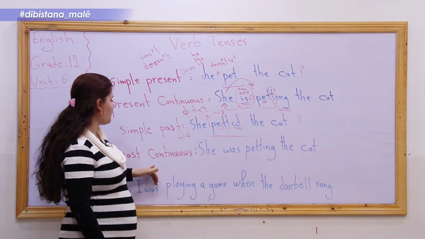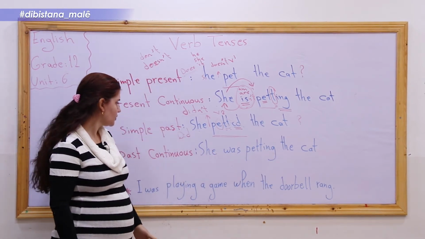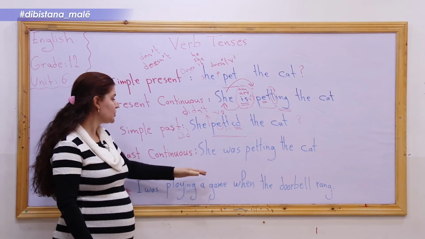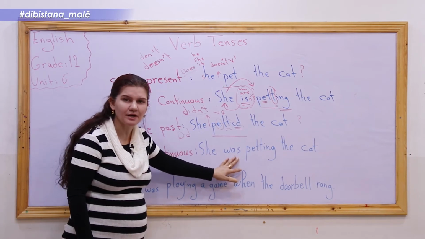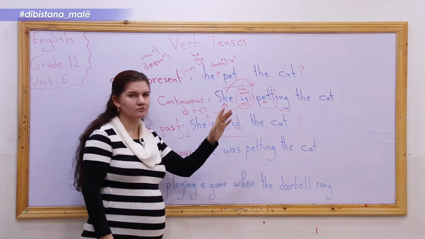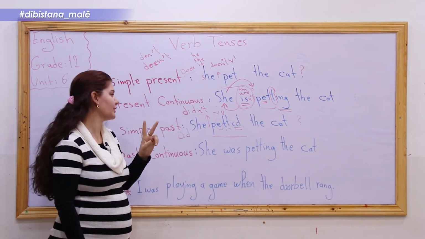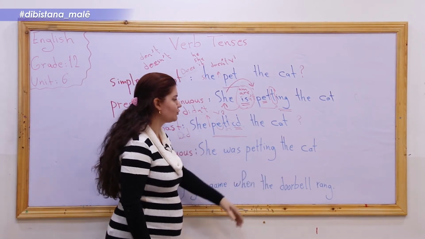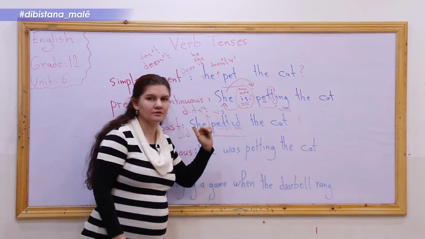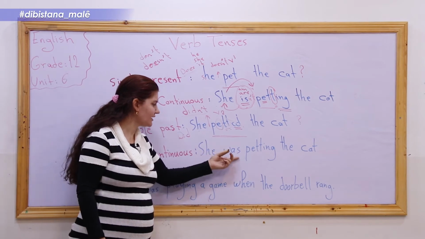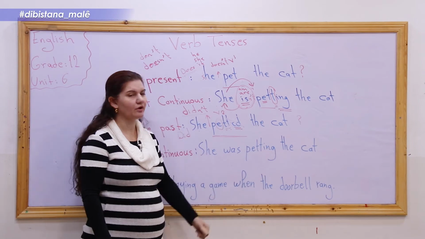Now let's move to the past continuous. Past continuous. What about the form of past continuous? We have a subject and verb to be, but in the past. In the past, we have two, was or were. Was or were. And the verb with ing. She was painting the cat. Here I have subject, then I have verb to be in the past, was, and I have verb with ing.